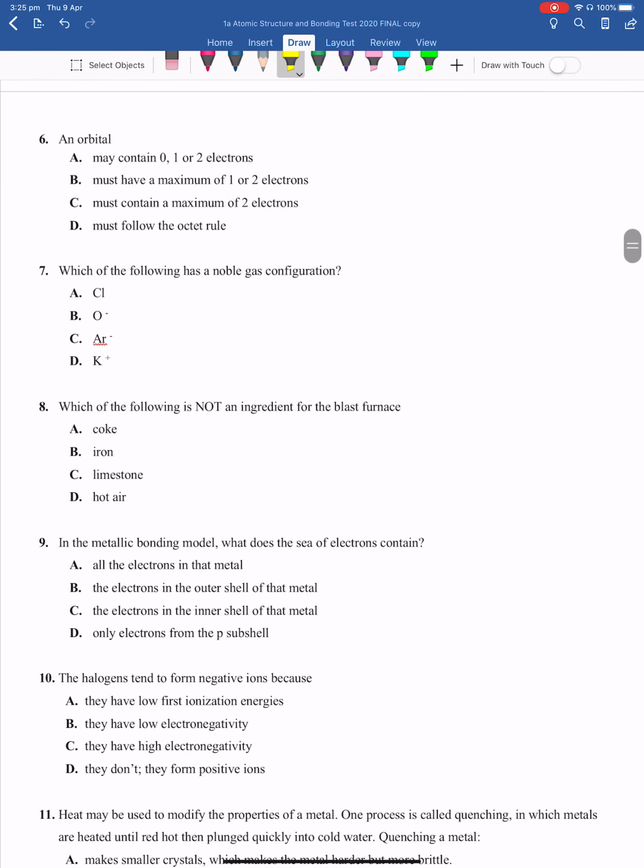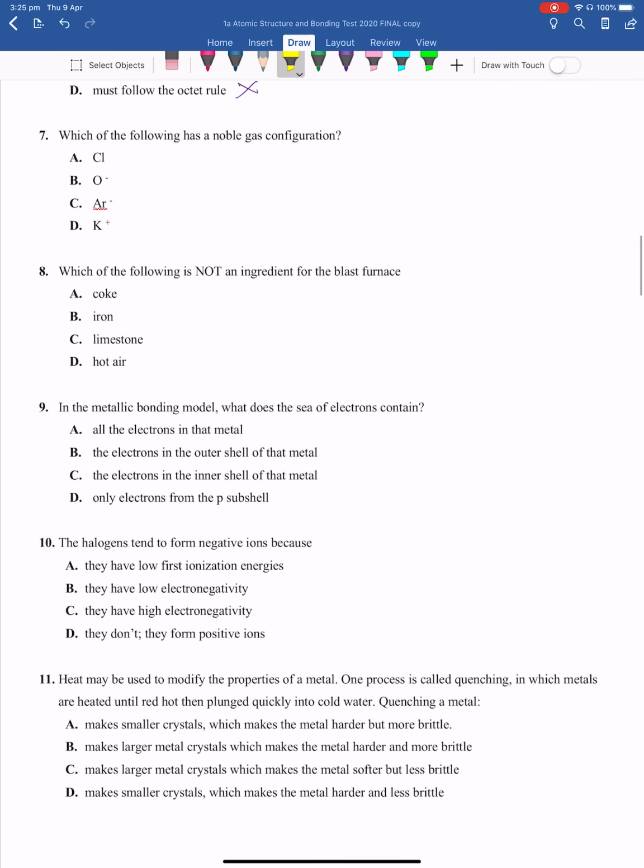Down to question 6. This one was a bit harder. We seem to forget about orbitals. So orbitals must have a maximum of 1 or 2, so that one's going to be wrong. May contain 0, 1 or 2 electrons. That sounds reasonable. Must contain 2 electrons. No, they can be empty or they can have 1, and they don't follow the octet rule because that's the whole shell. So orbitals is there.